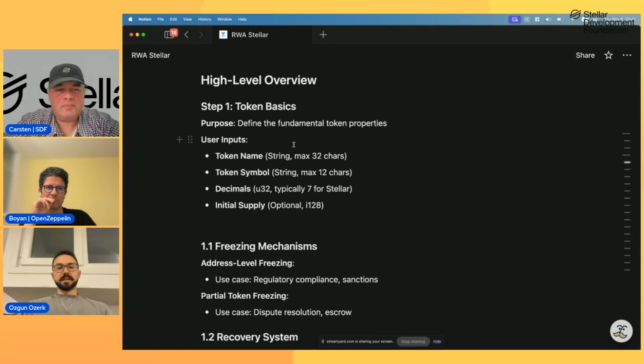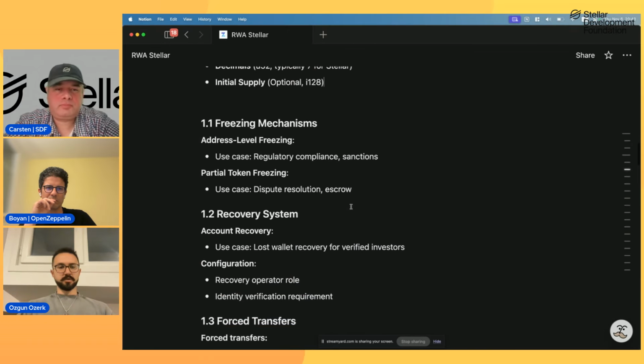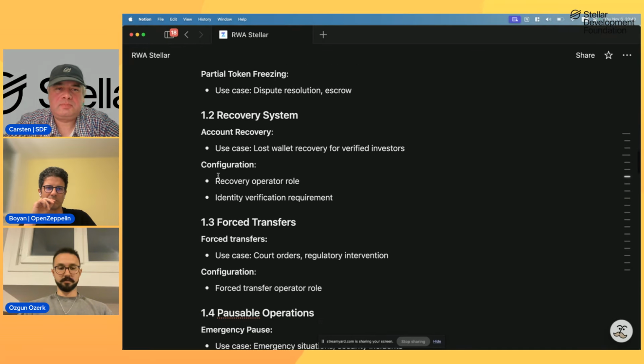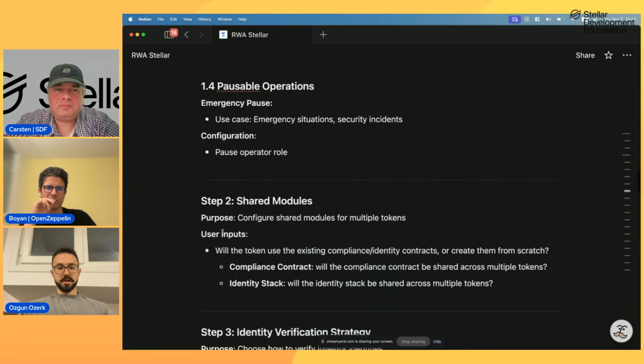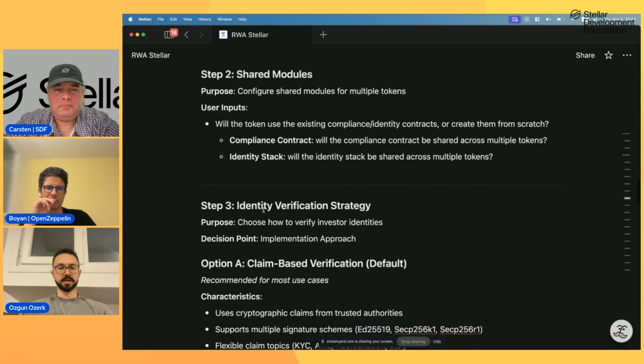If we go for the high-level basics, for the token, you need to provide the name, symbol, decimals, and initial supply. Very standard basic stuff. Same as the fungible token. And on top of the fungible, we will have the freezing mechanisms. We will have a recovery mechanism. We will have forced transfers and pausable operations, as I told you. So right now, I already told you how this compliance and identity stack can be shared, so I'm going to skip this one as well.